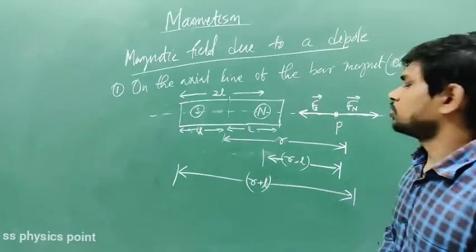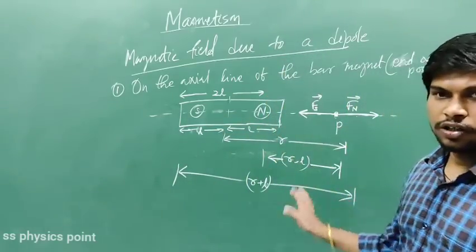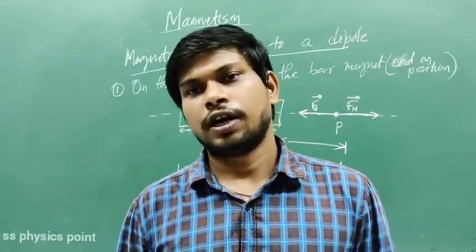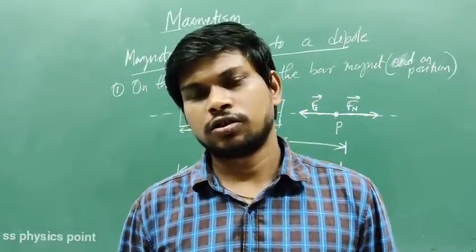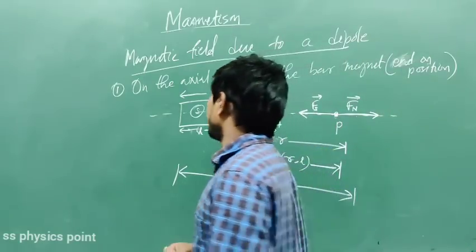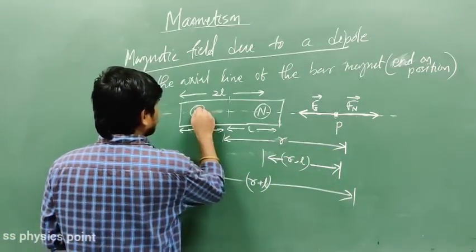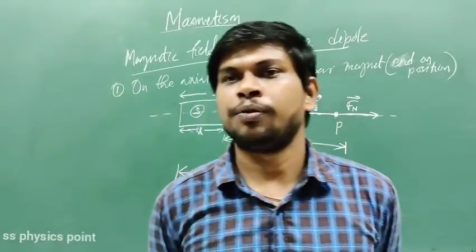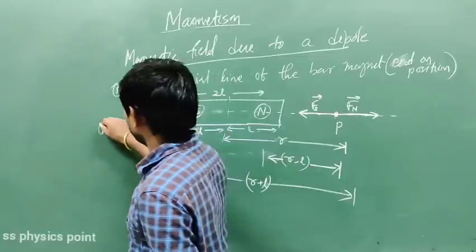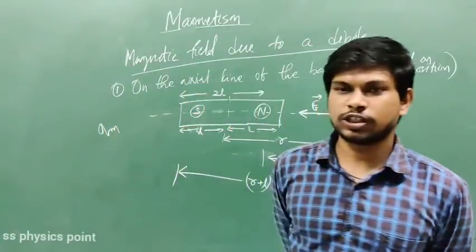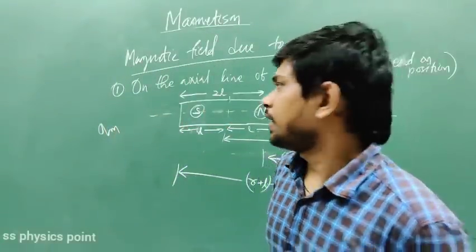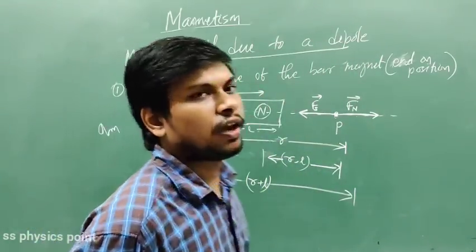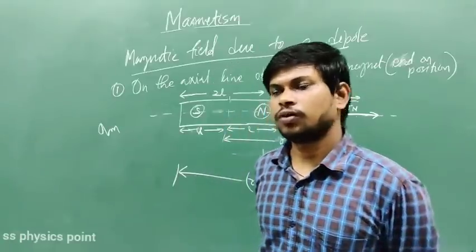Just draw this figure. Everyone just draw this figure. Pause the screen and draw this figure and then write. After drawing the figure, just write it. Let us consider a bar magnet of pole strength Qm and magnetic length 2L.